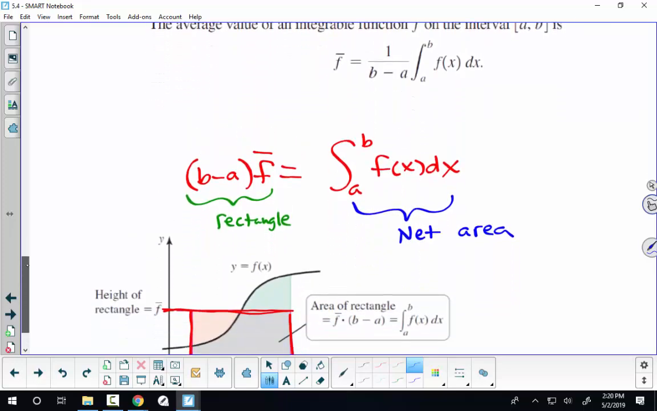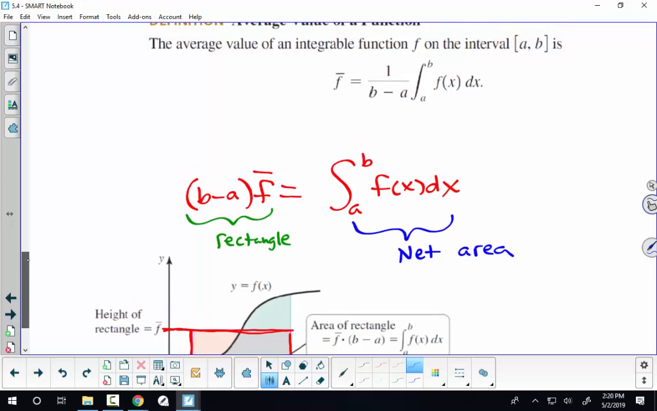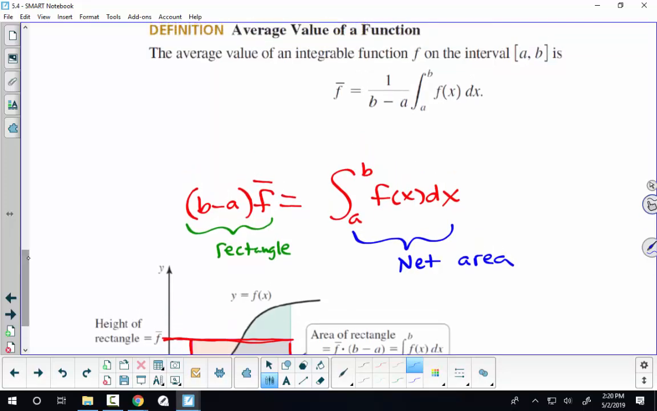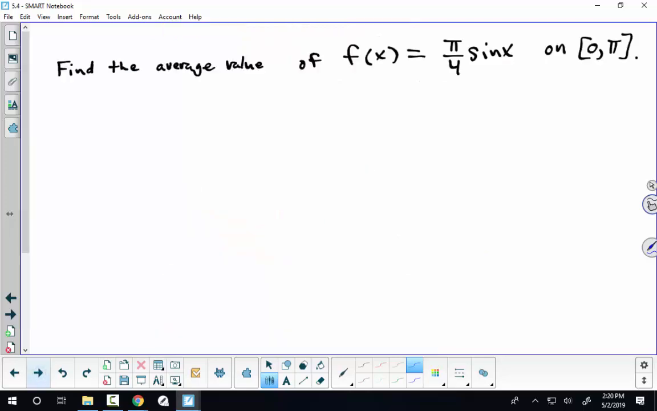Okay, so there's the formula for average value on a function defined on the interval a, b. Let's look at this example and find the average value of pi over 4 sine x on the interval from 0 to pi. This involves the definite integral on the interval 0 to pi, but then we also have to multiply it by 1 over b minus a. That's really the only addition we have here.